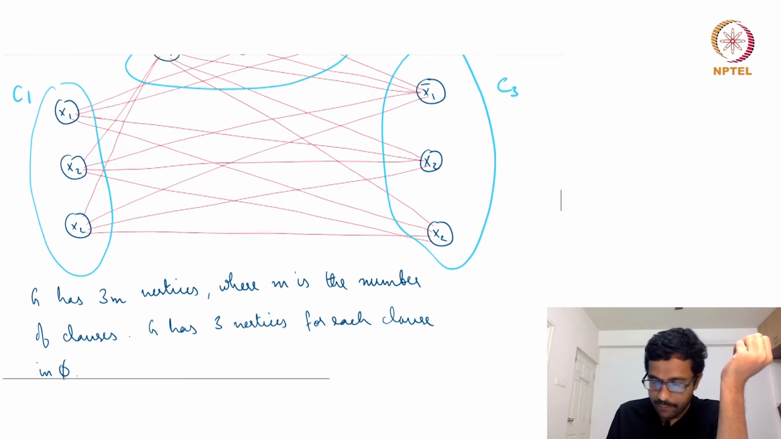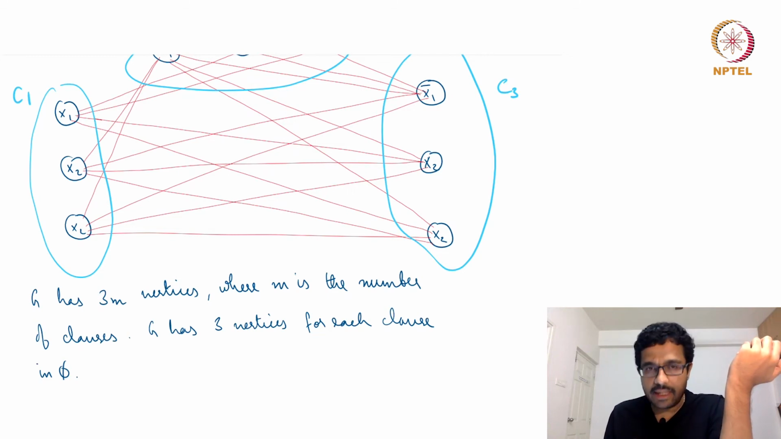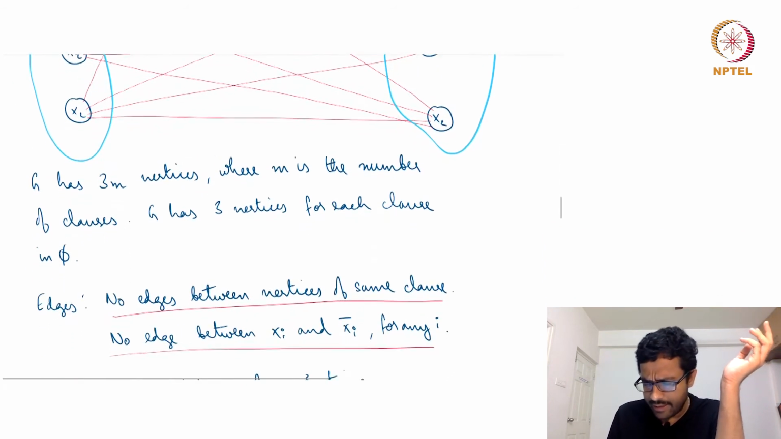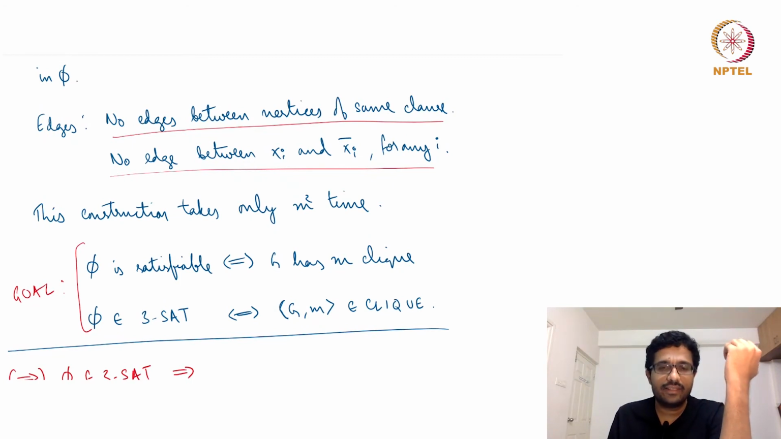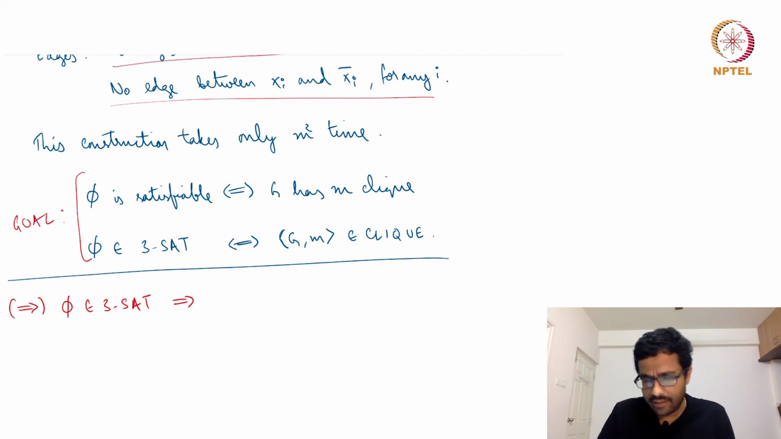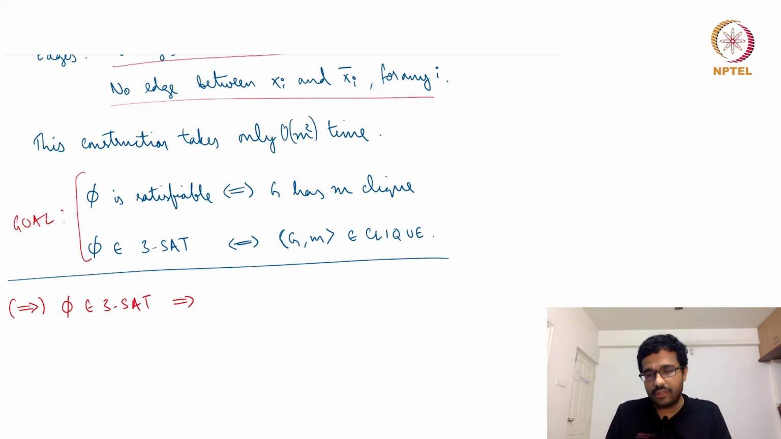So there are 3m vertices, and between 3m vertices the maximum you can have is 3m choose 2 edges, so the number of edges is of the order of m squared. That's the maximum that you can have. So the construction is simple. The construction takes order m squared time, because the rules are very straightforward.